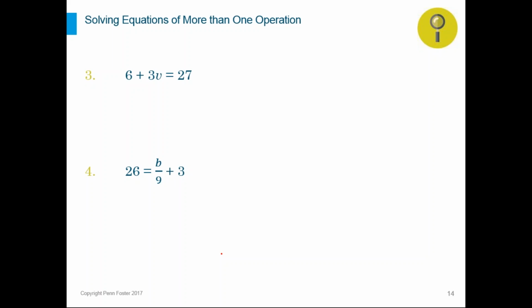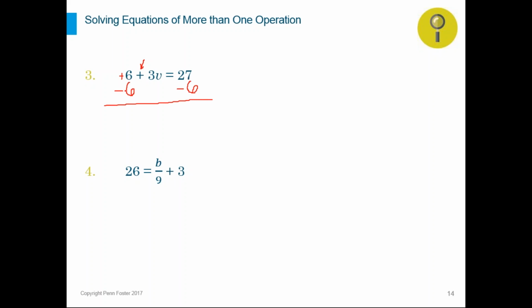6 plus 3v equals 27. The same rule. Get rid of the addition first. As I said, the 6 here is added because the 6 is positive, not because of this plus sign. If this sign was a negative sign and 6 still positive, we say that the 6 is added to the 3v, and in this case, to undo that, I need to subtract.